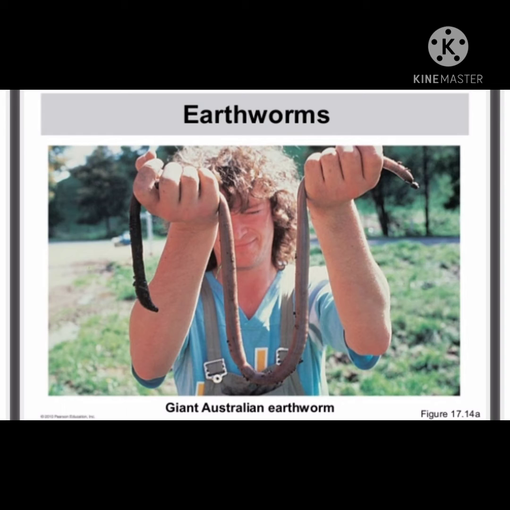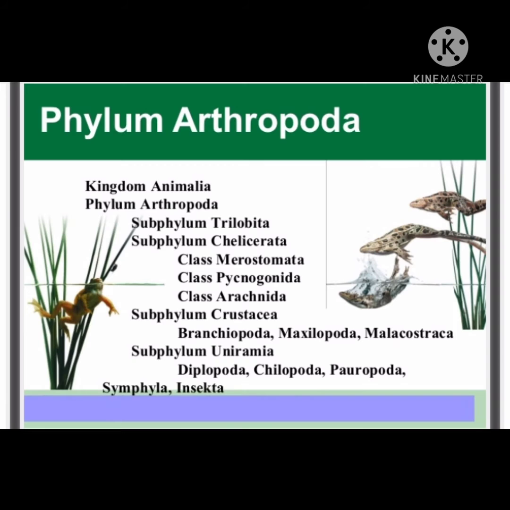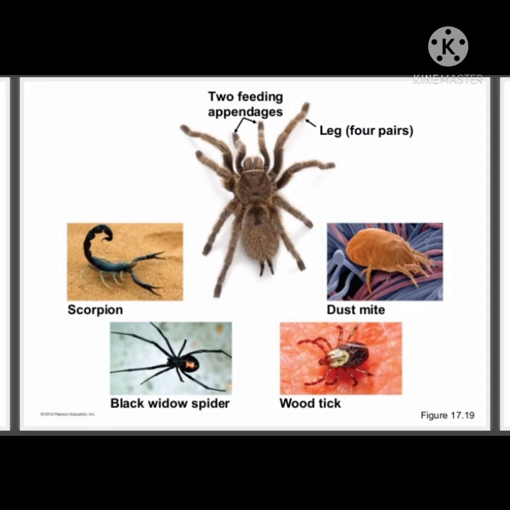Next is the phylum Arthropoda. These are animals with jointed legs which are used for locomotion, feeding and also for sensory purposes. The body is divided into three parts: head, thorax and abdomen. The body is covered by a jointed exoskeleton composed of chitin. Excretion is by green glands or Malpighian tubules. Examples: prawn, cockroach, mosquito, spider, centipede, etc.